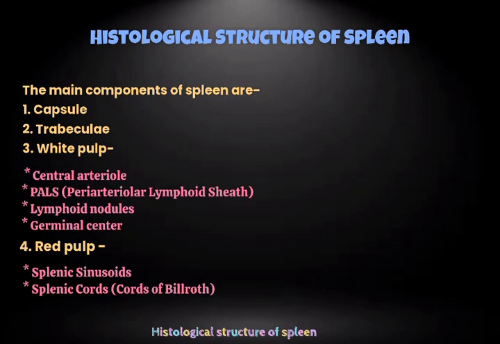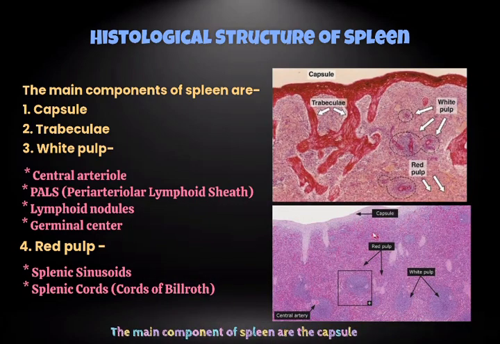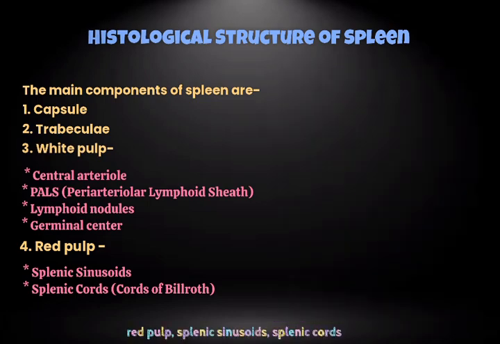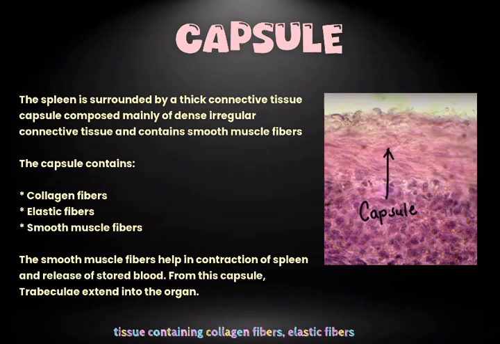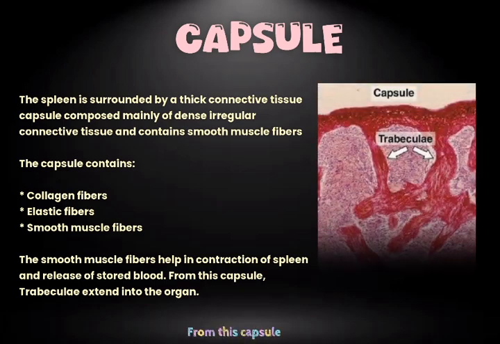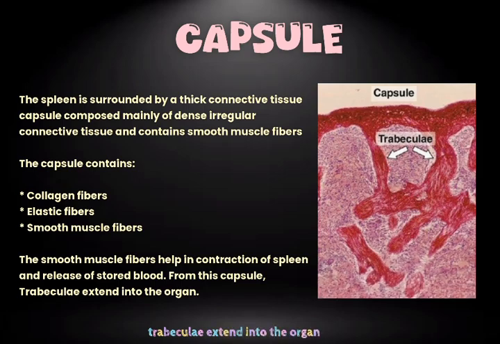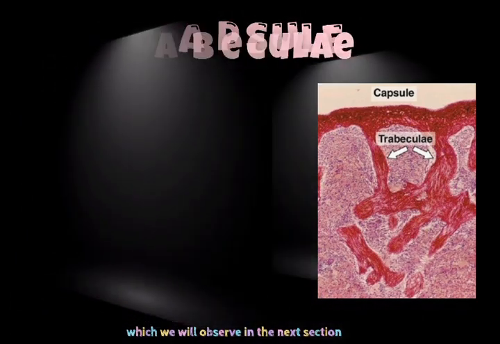Histological structure of spleen. The main components of spleen are the capsule, trabeculae, white pulp, central arterioles, lymphoid nodules, germinal center, red pulp, splenic sinusoids, and splenic cords. Here we can observe the capsule of the spleen, which forms the outermost covering of the organ. It is composed of dense irregular connective tissue containing collagen fibers, elastic fibers, and a few smooth muscle fibers, which help in contraction of spleen and release of stored blood. From this capsule, trabeculae extend into the organ, which we will observe in the next section.